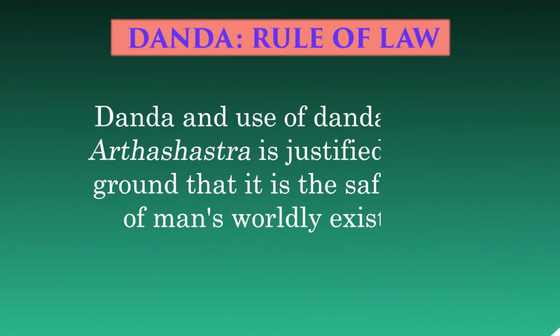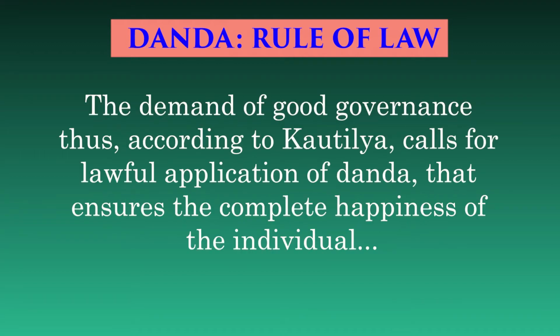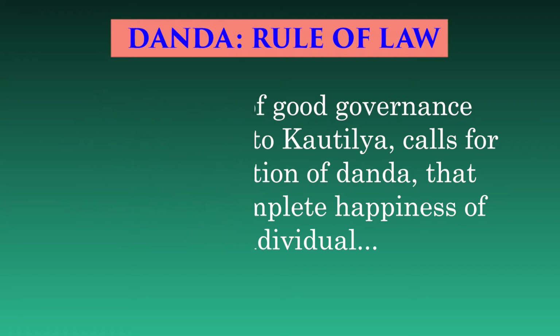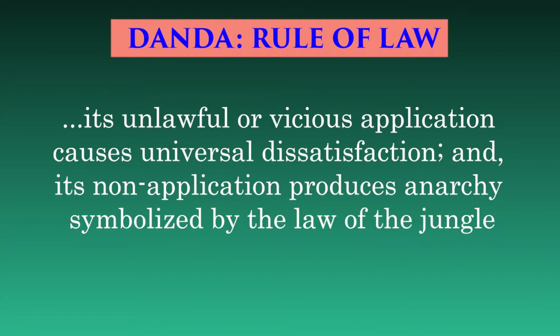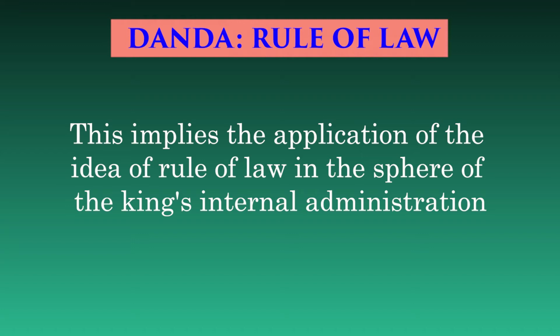Dand, or the use of Dand-niti in Kautilya, is justified on the ground that it was a safeguard for all man's worldly existence. The demand of good governance, according to Kautilya, calls for lawful application of dand to ensure that the complete happiness of the individual is preserved, because unlawful or vicious application of dand causes universal dissatisfaction, and non-application would actually lead to matsyanyaya. The implication is that the king is supposed to maintain the good of all, promote law and order, and ensure that nobody was outside the purview of the law.